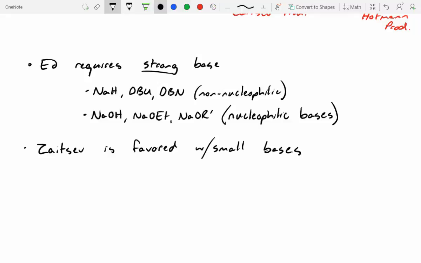And Hofmann is favored with large bases. What sort of base works well with Hofmann? Yeah, tert-butoxide, something that's got a lot of alkyl bulk hanging off of it.